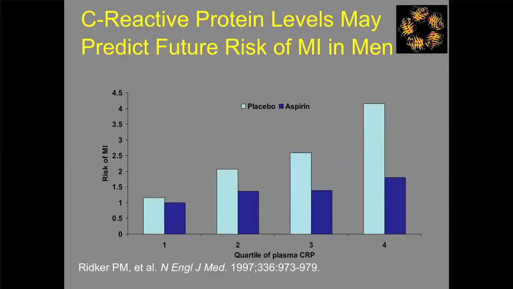You can measure inflammation systemically in blood using a particular biomarker called C-reactive protein. And what has been shown is that as the level of C-reactive protein increases, then your risk of myocardial infarction also increases. And this was shown irrespective of whether somebody was on aspirin or not. Aspirin is an anti-inflammatory. And you can see that association is still there, but it's attenuated to a major degree.